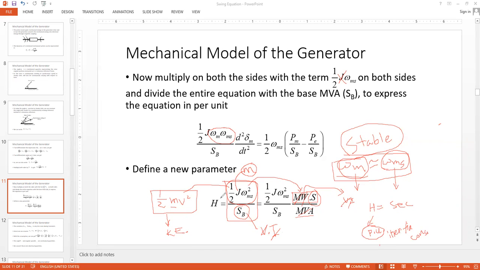So actually, for having this half mv squared representation, we were introducing this half of omega here intentionally, so that we can have some sort of half mv squared at the top. This is why we are introducing this half omega ms on both sides, and we are dividing by base MVA just to express the thing in per unit. So in summary, H is known as per unit inertia constant, and the unit of H is seconds.